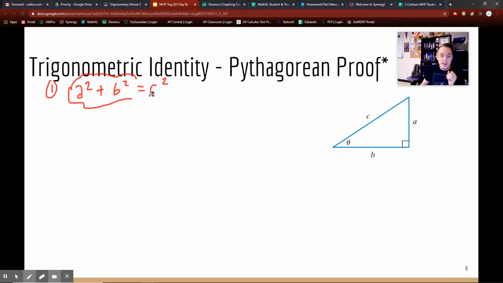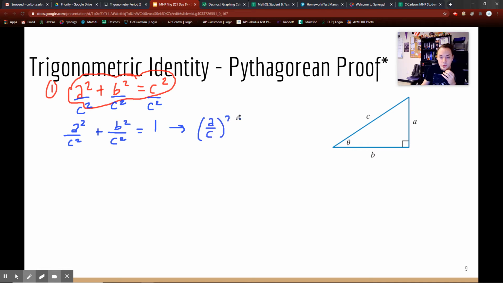Now that we started with the Pythagorean theorem, what if I divided, just what if, I divided everything by c squared? What would I get? Well, I get this, a squared all over c squared plus b squared all over c squared equals 1. Now watch, can't this change into a all over c, squared, plus b all over c, squared, equals 1? You should be saying, yes, it can.